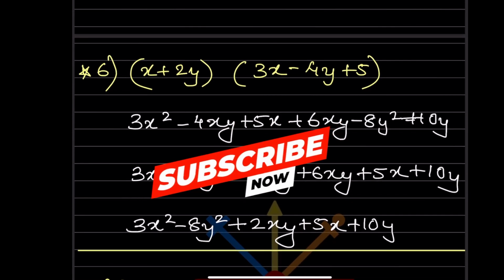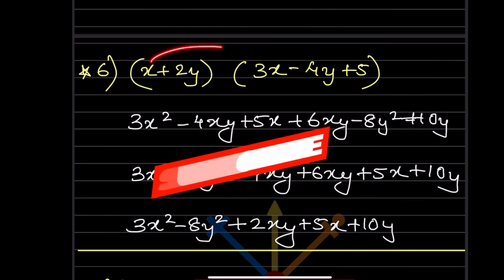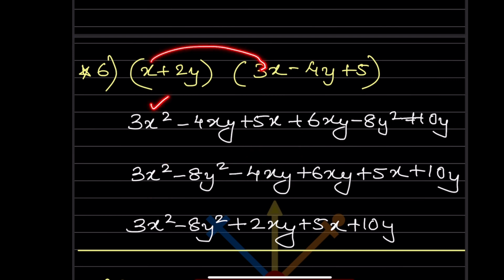Now look at this problem. Here we have 2 terms and here we have 3 terms. So what needs to be done over here? This into this, that will be 3x square. This is going to be minus 4xy. Again this into this is going to be 5x. So this is 5x. So this is over.